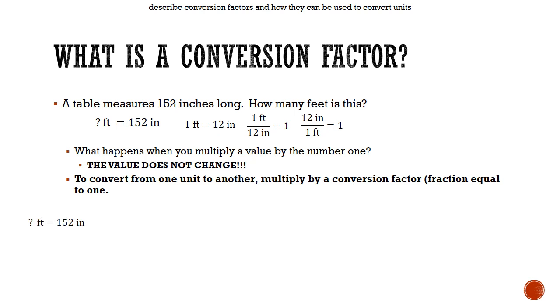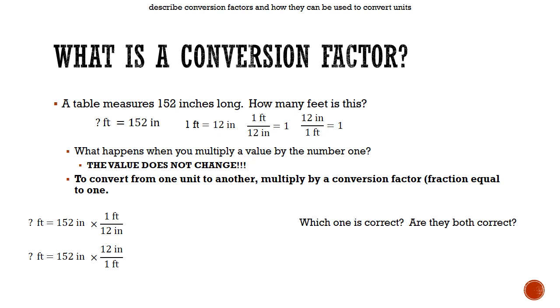So, starting with this question that we have, how many feet equals 152 inches, I'm just going to take this quantity 152 inches and multiply by one of these conversion factors. Now you might be wondering which one. I could multiply it by the first one, where I have 1 foot over 12 inches, or I could multiply it by the second one, where I have 12 inches over 1 foot. These fractions that I've multiplied by are both equal to 1. So the question is, which one is correct? Or maybe the answer is they're both correct, because in both cases I'm multiplying by 1, so I'm not changing the value. Well, the secret is this.